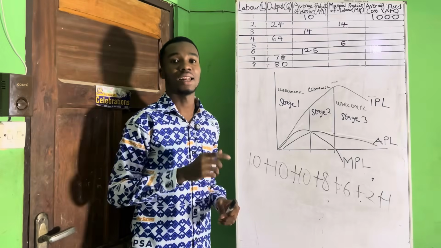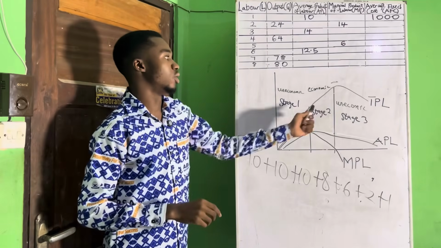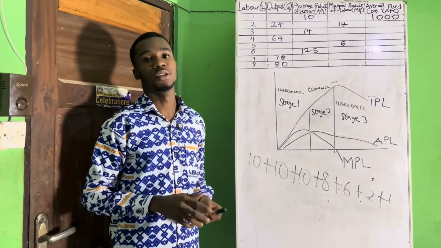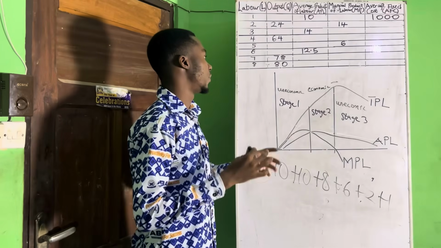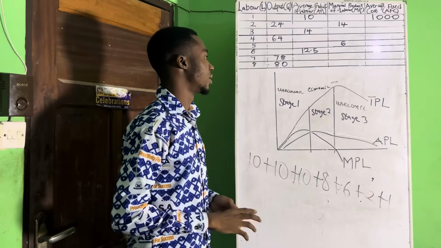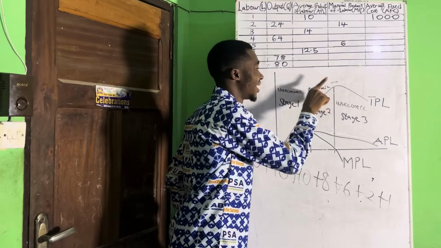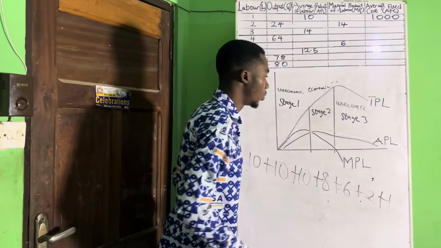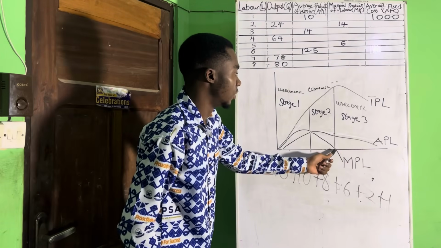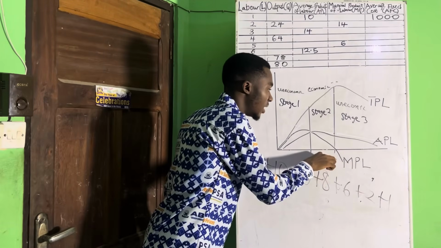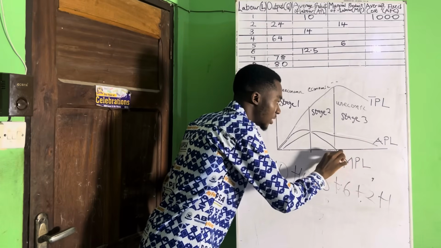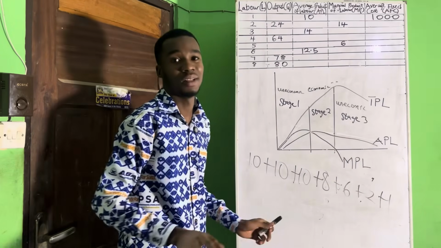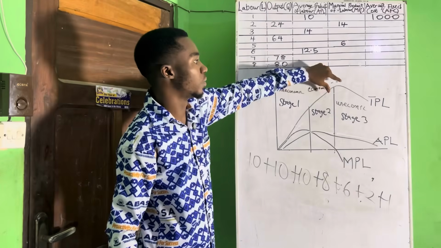So sometimes they can ask you, why is stage 2 economic, or why should a firm produce in stage 2 of production? And you just conclude that the firm should produce in stage 2 because total product of labor reaches its highest point, even though the marginal product of labor keeps reducing, but it never reaches a negative. So it gets to 0, its limit, but it never reaches a negative. So it means they are not a burden.